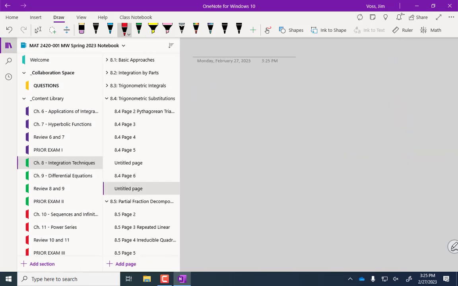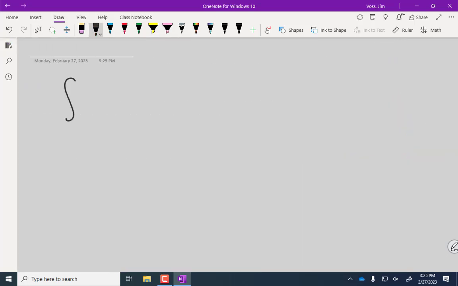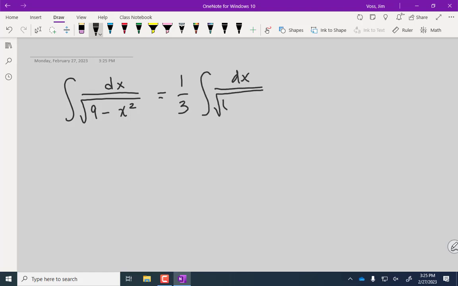So for example, if we had something like this, let's suppose we have the integral of dx over the square root of 9 minus x squared. First we're going to factor out the 9. So we're going to end up with 1/3 integral dx divided by square root of 1 minus, hopefully you're seeing this by now, that. This is in inverse sine form. We should be able to write the antiderivative right now.